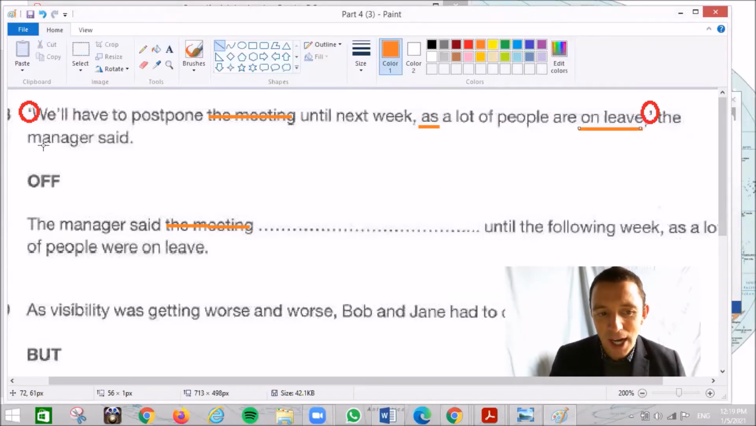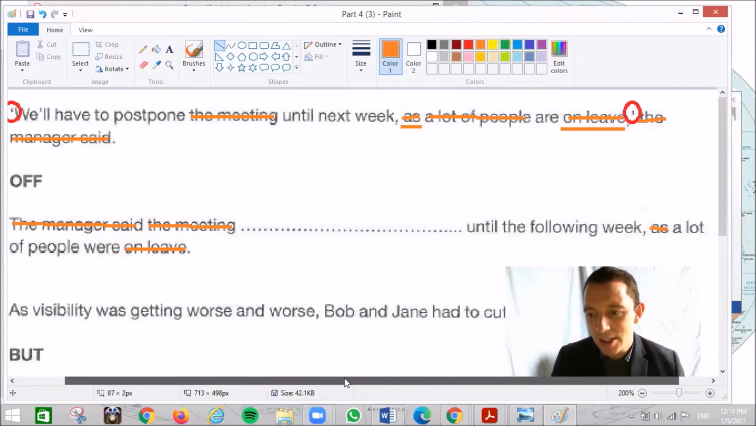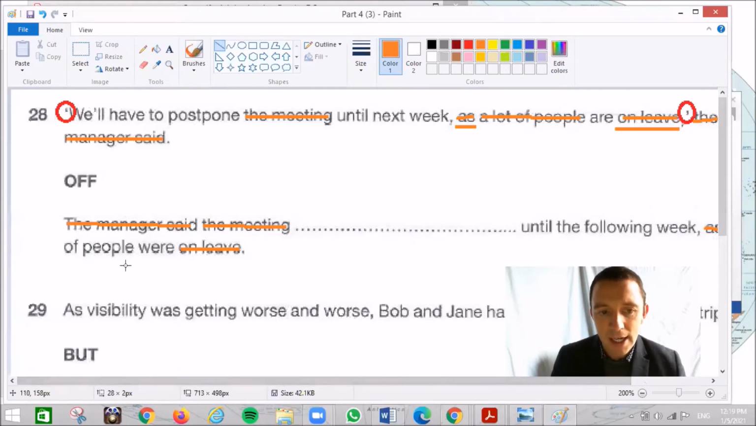The manager said. Okay, so we can eliminate the manager said because it exists in the first sentence and it exists in the second sentence. On leave, we can eliminate because we have it in the second sentence and we have it in the first sentence. As, we have in the first sentence and we have in the second sentence. In this case, it's because. And a lot of people, we can eliminate in the first sentence because it exists in the second sentence. A lot of people. Okay.